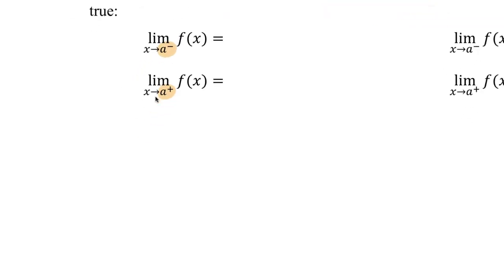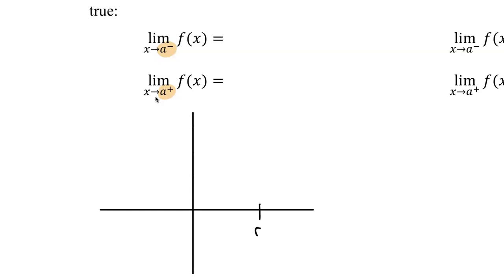I should probably draw a picture for you. Let's say this is my graph, and let's say a is right here. Here's my a. I'm going to sketch a vertical asymptote and see what the graph does as it gets really close to it. Let's say this orange line is the vertical asymptote of a function. This is x equals a.